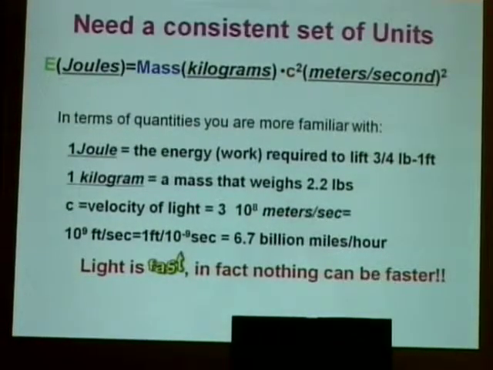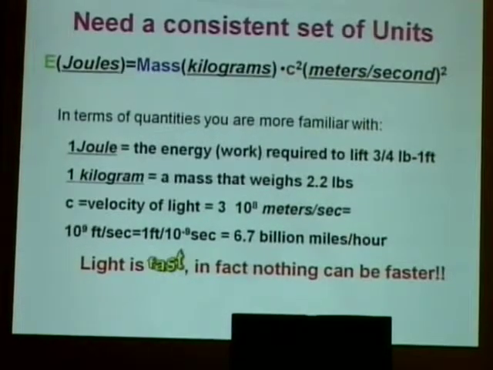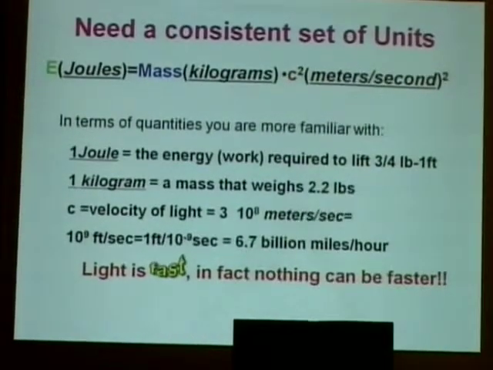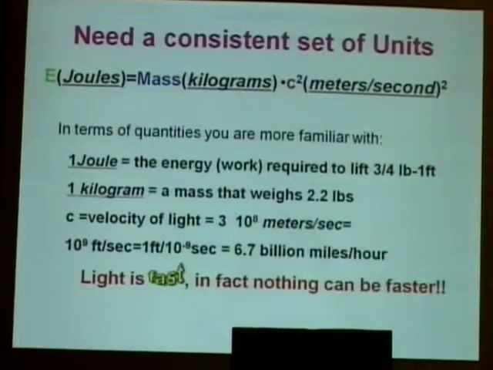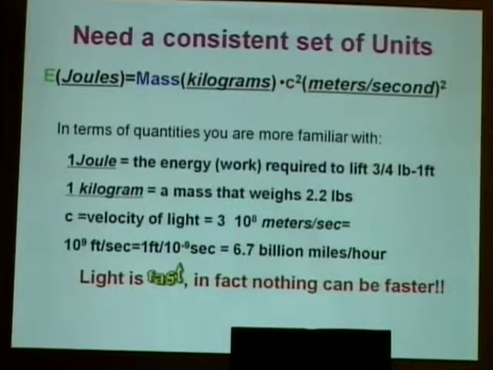So energy is measured in a quantity we call joules. You may be more familiar with a watt, which is your light bulb, which is a joule per second. And mass is measured in kilograms. A kilogram is a quantity that if you took a kilogram of mass and weighed it here, it would weigh about 2.2 pounds. And the velocity of light, when physicists deal with it, we measure it in meters per second. A meter is a little over 3 feet, and you sure know what a second is.